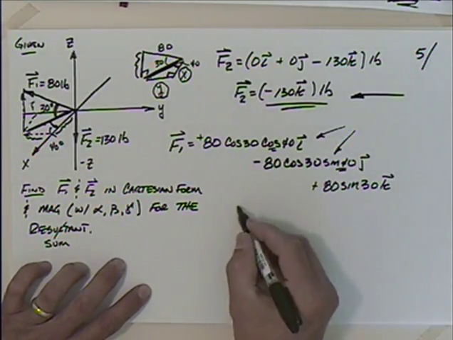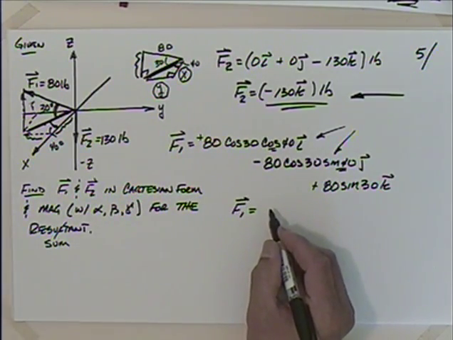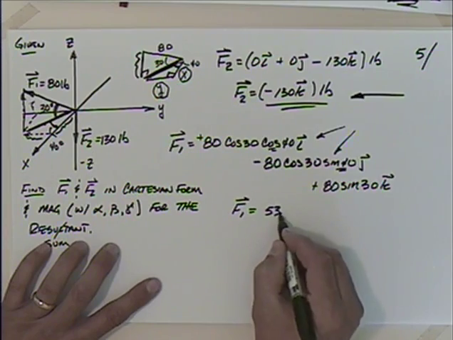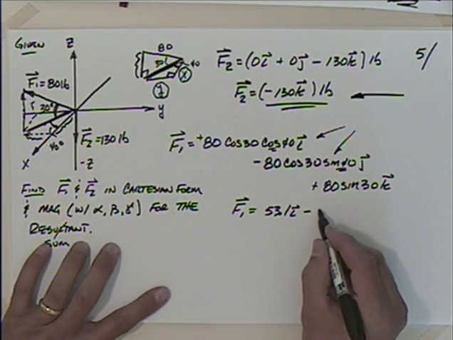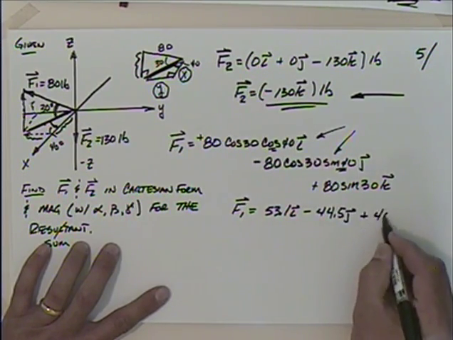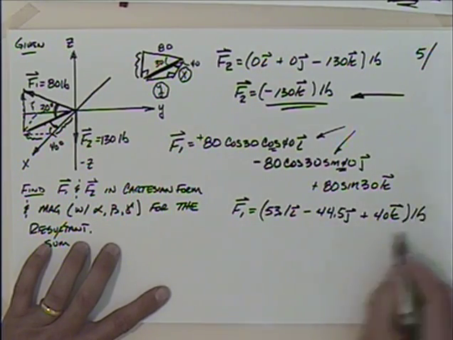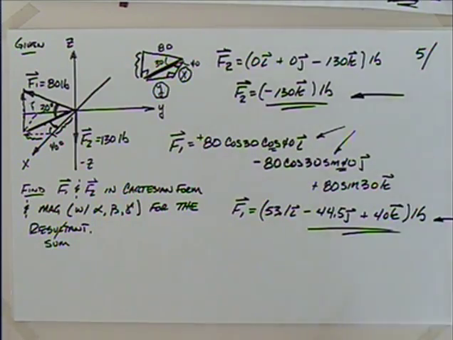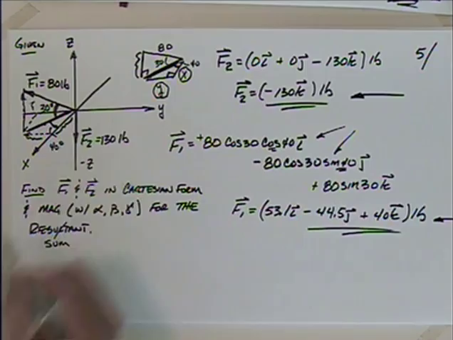Well, those are your components. When you grab your calculator and get through those, you end up with F1 as 53.1 in the I direction, minus 44.5 in the J direction, plus 40 in the K direction. And that would be pounds. So 53.1 minus 44.5 plus 40. Does that make sense? They're all less than 80. That's good. The z is positive. The x is positive. The y is negative.